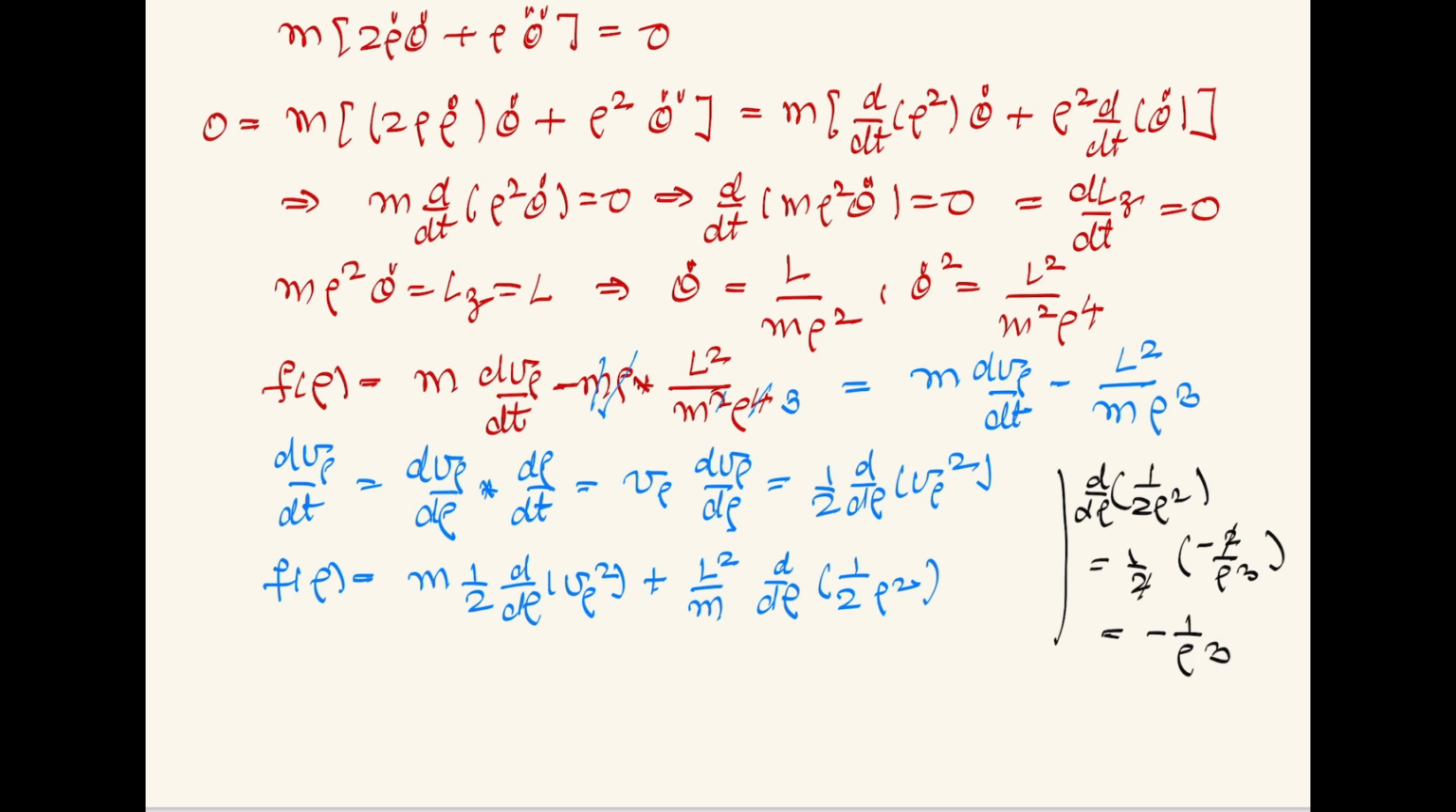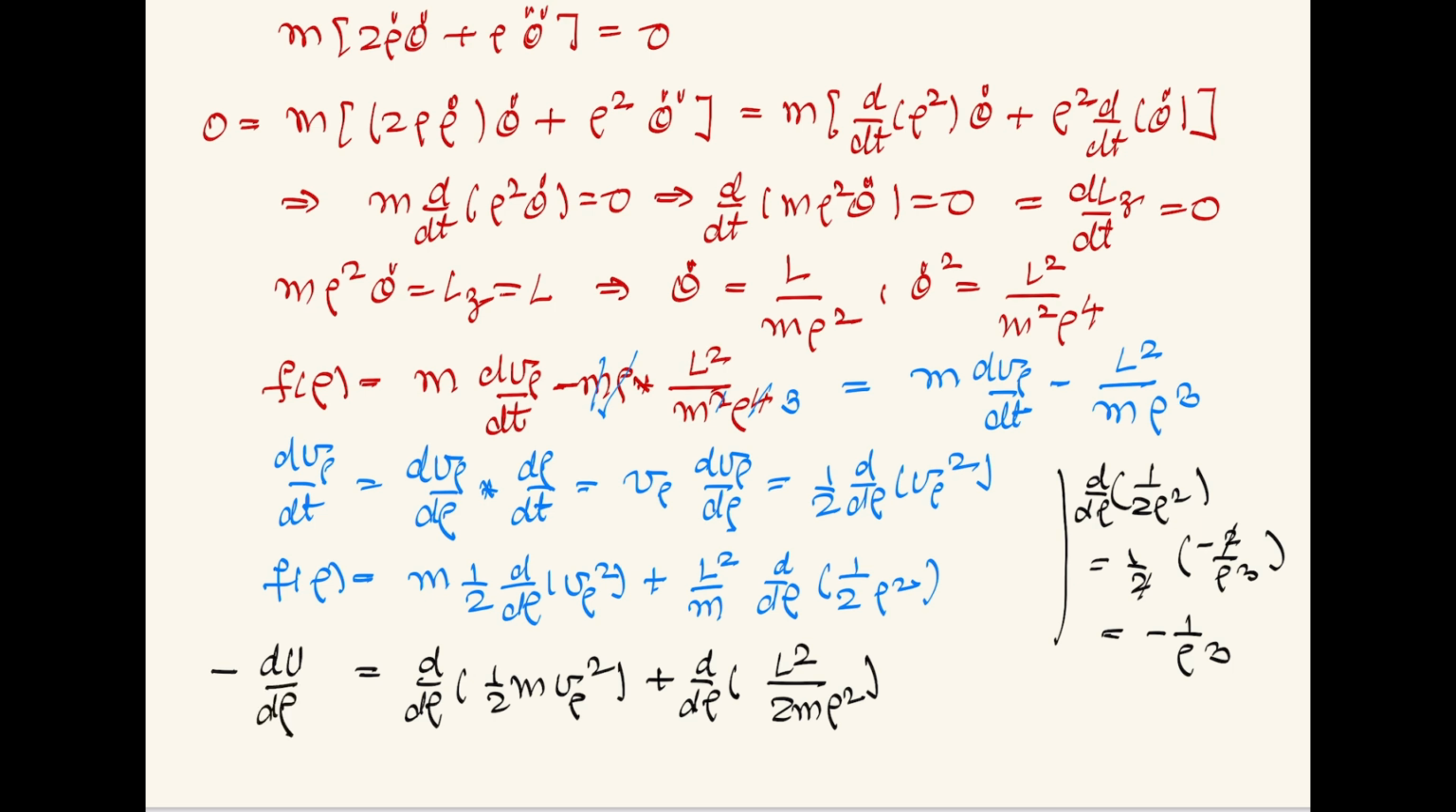Is that right? So now let's try to simplify this further. I can write this as d by d rho of 1/2 m times v rho squared. Okay, and then I'm going to get a plus d by d rho of, what do I get here? L squared by twice m into rho squared. And that is equal to f of rho. F of rho can be written as minus du by d rho. Right? Because f of rho is associated with a potential u. So you can see that all these three terms contain a d by d rho. So let us collect all the three terms together.